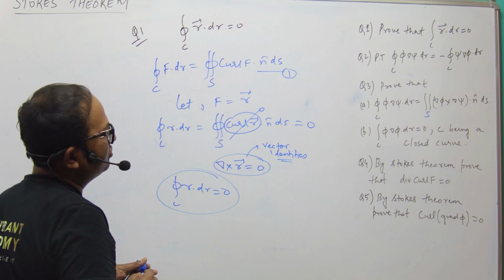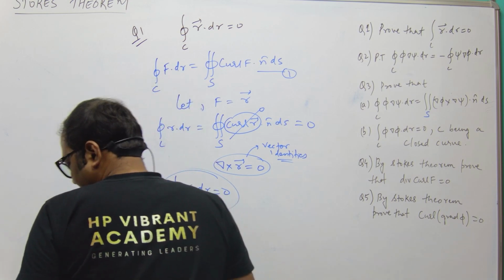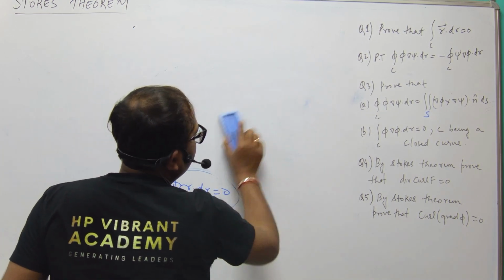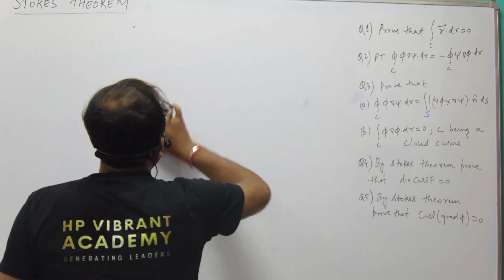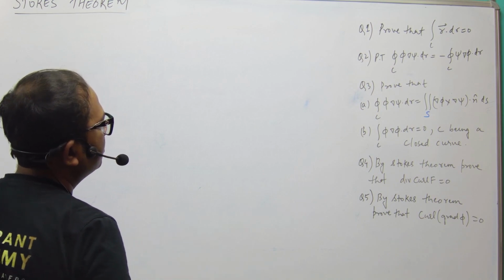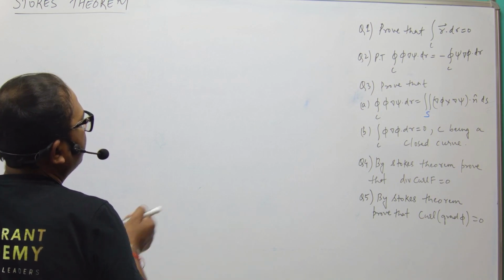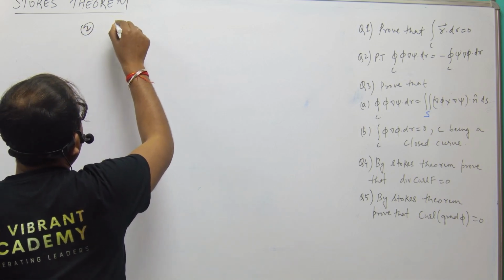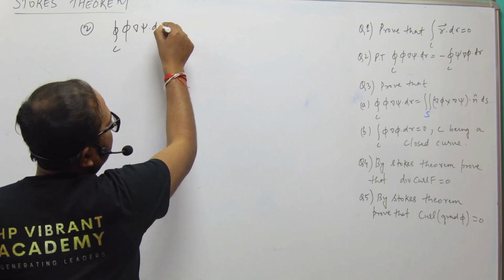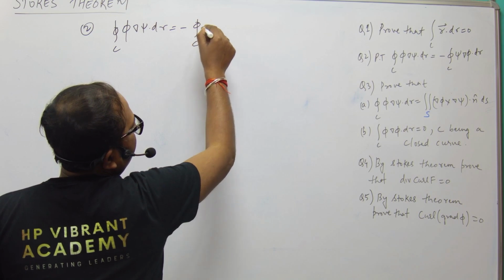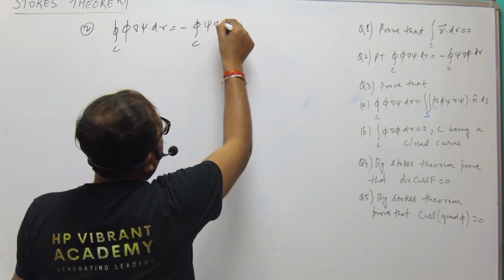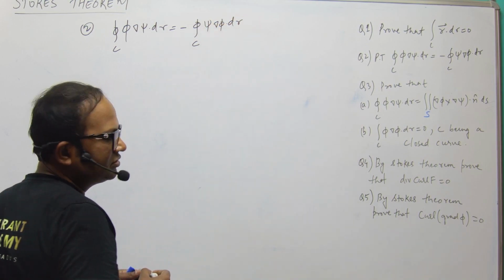Okay, now let us discuss question number 2. How can we solve this? What is given in the question? Prove that the line integral along the curve C of phi times del psi dot dr is equal to minus the line integral along the curve C of psi times del phi dot dr.